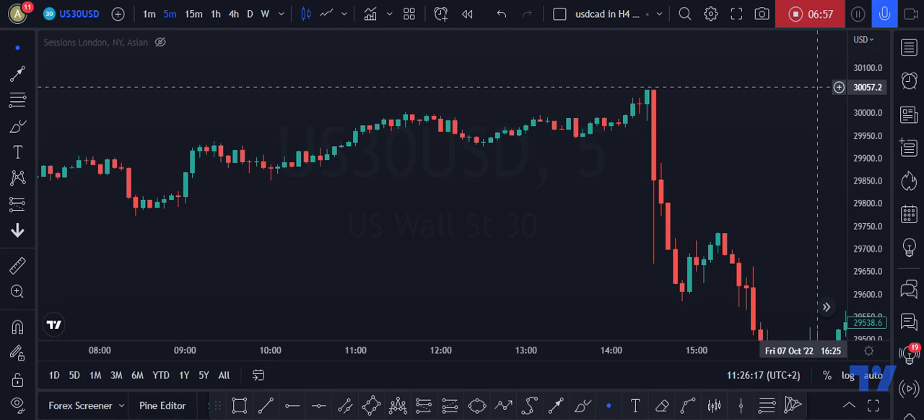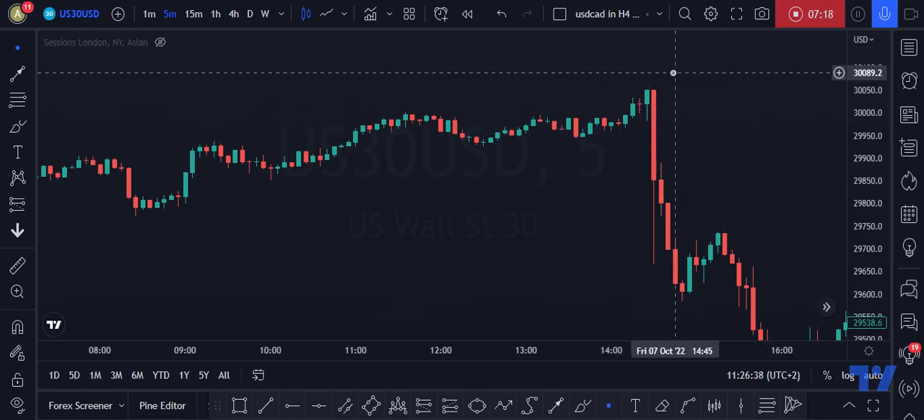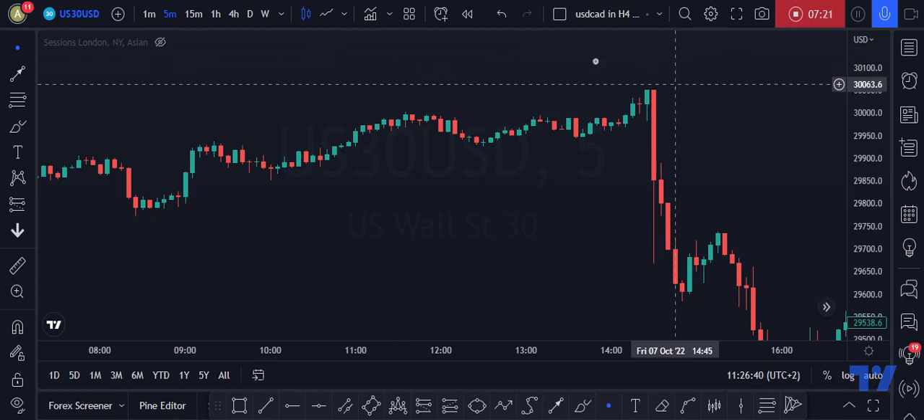However, NFP did not sell. It went as a buy. If you check USD on the 7th of October at 2:30, you will see that USD went up. It was a buy. Hence, USA 30 is going down. That's the thing that I was explaining. Look at 2:30. Look at 2:30.